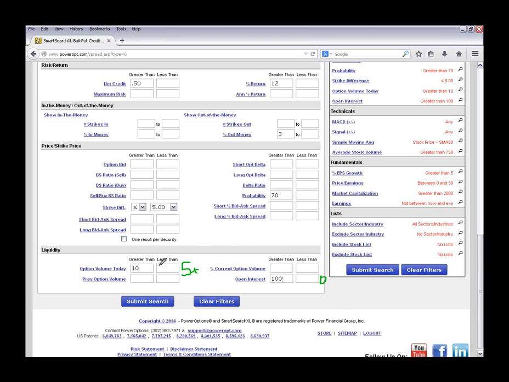And if you do 10 contracts, you may look for an option volume today of at least 50 contracts and then an open interest of 100. And if you have a higher requirement, there's nothing wrong with that. You could always set an open interest to 1,000 and option volume today of greater than 100. Just look for more active options. Also, the hope is that some of the more active options may have a lower bid-ask spread so you can get a better premium.